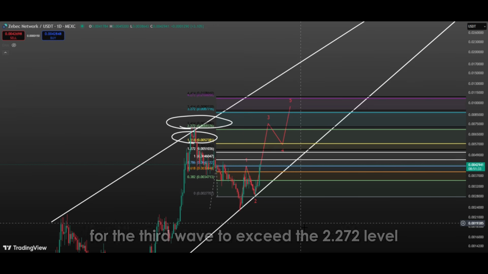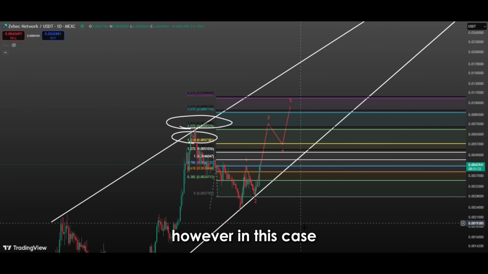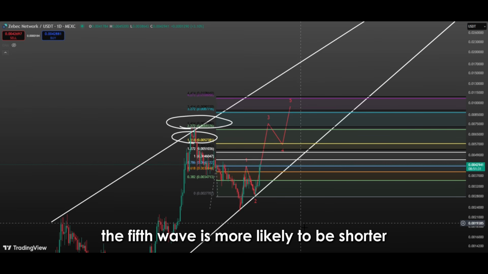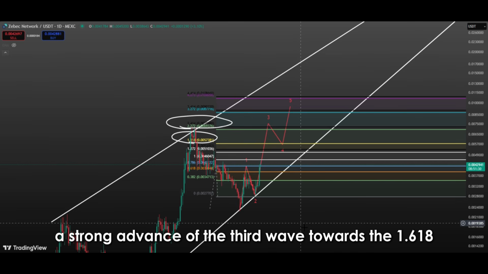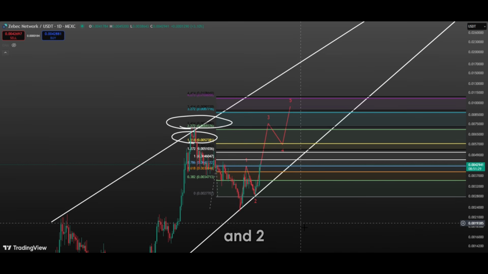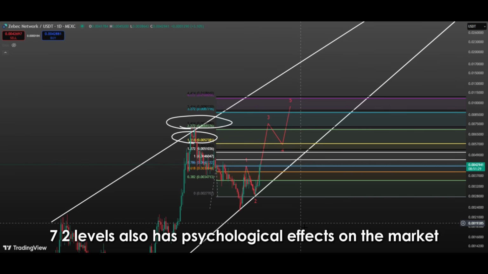It is also possible for the third wave to exceed the 2.272 level. However, in this case, the fifth wave is more likely to be shorter because under Elliott theory, only one of the three motive waves can be the longest. In short-term analyses, a strong advance of the third wave towards the 1.618 and 2.272 levels also has psychological effects on the market.